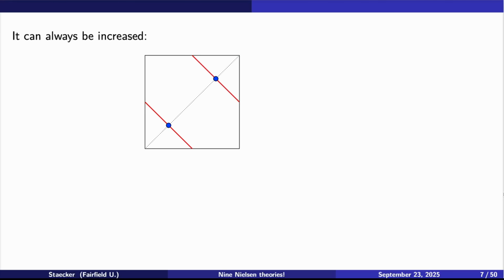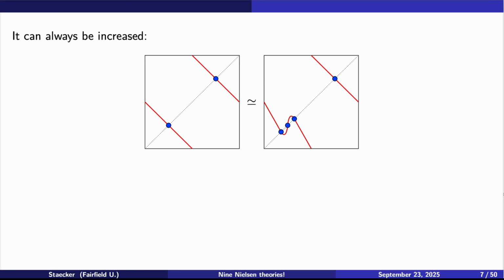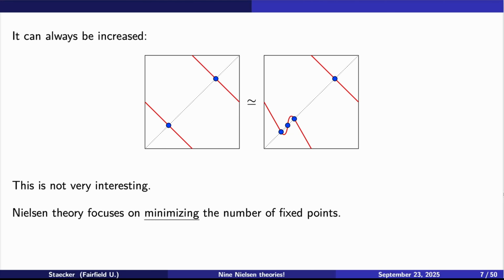If you want to increase the fixed points, this is always possible by homotopy, because you can just do something like this. If you already have one fixed point, you can just make lots of little wiggles, and it will create many more fixed points. So increasing the set of fixed points is not very interesting. Nielsen theory generally focuses on minimizing the number of fixed points. That is much more interesting. Like in this particular example, can you change by homotopy to make only one fixed point instead of 2?